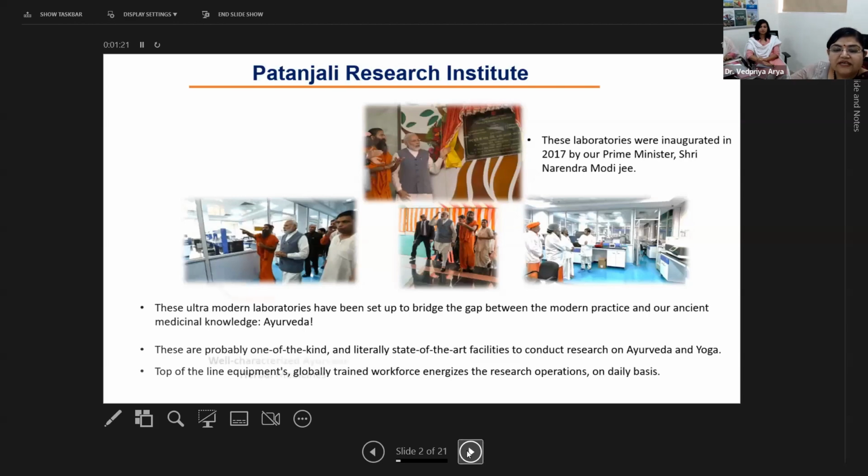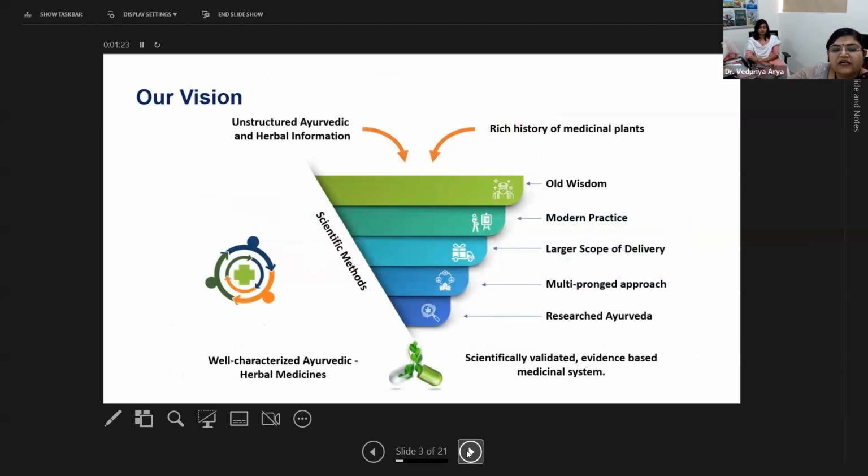And what is the main agenda, or the basic funda? To convert the unstructured Ayurvedic and herbal information, which is in our ancient text, or you can say ancient traditional historical text, into well-characterized Ayurvedic herbal medicine, which is scientifically validated, which is evidence-based, according to modern practices. This is the major aim or the vision of Patanjali Research Institute.